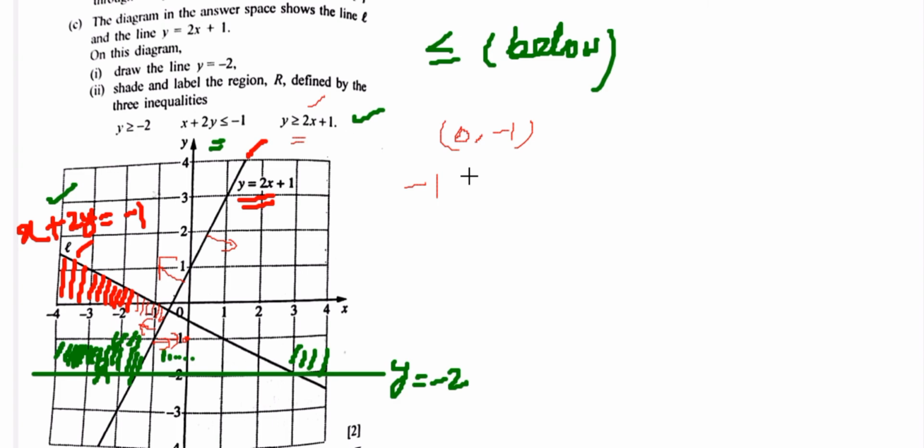Put y is equal to minus 1 greater than or equal to 2 into 0 plus 1. This will give us minus 1 bigger than or equal to 1. Is this true? No, this is false. It means the shaded region for this inequality is not on the right side. This will be on the left side. So the area shaded by this inequality is on this side. So this is the common region R, which is satisfied by all of these inequalities.